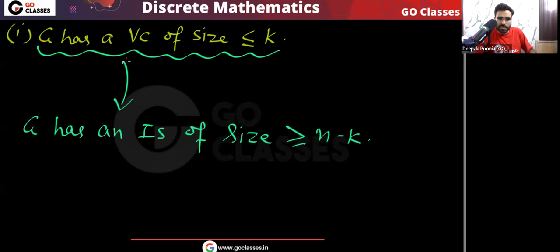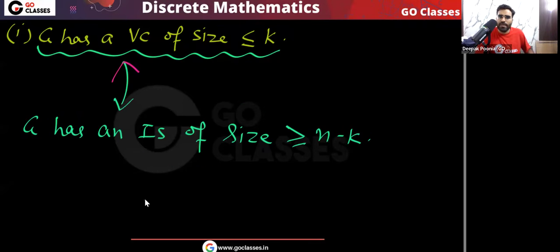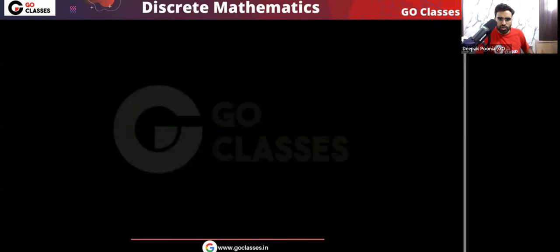Okay, and remember, this is both ways. It means if the graph G has an independent set of size greater than or equal to n minus k, then the graph will have a vertex cover of size at most k. Okay, this direction also we can prove. So let's see this direction also.